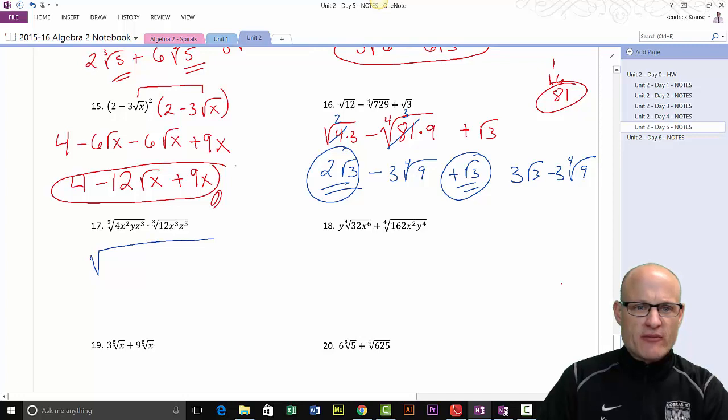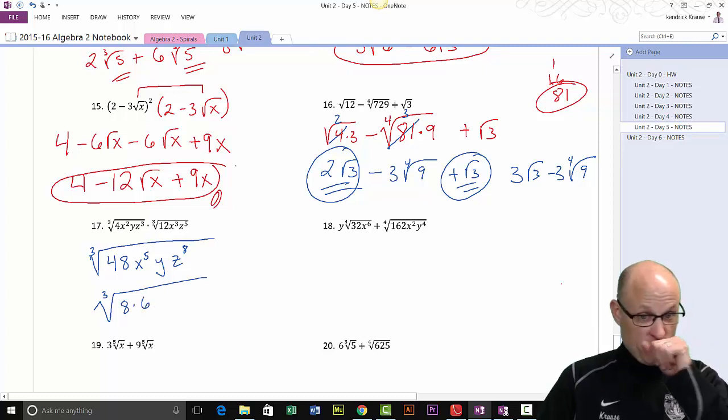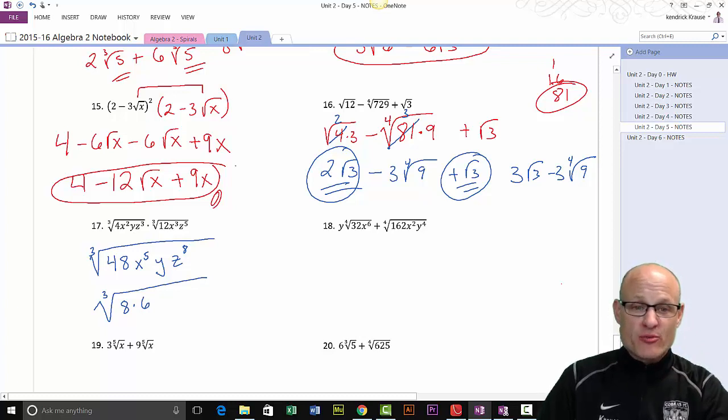We're going to multiply this stuff out. 4 times 12 is 48. x to the 5th, y, z to the 8th. Don't forget, when we multiply, we add the exponents. Now we want to write it as perfect cubes. Well, the cube that goes into 48 should be obvious. It's 8 times 6. And we're going to write these as groups of 3. So x cubed times x squared. Can't do anything with y, so just leave it. Times z to the 6th.